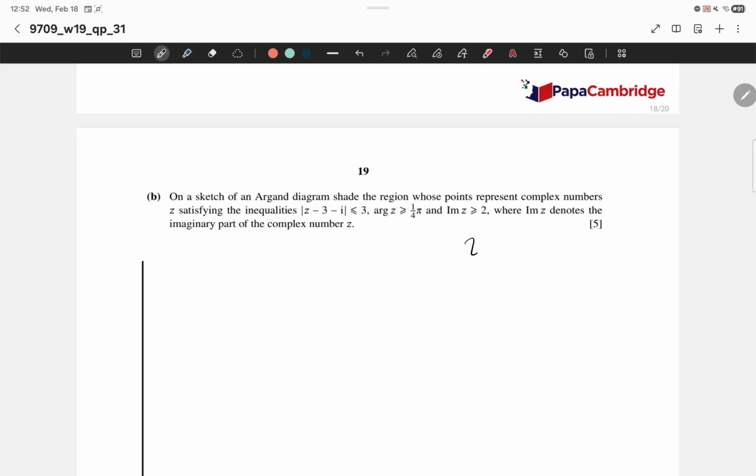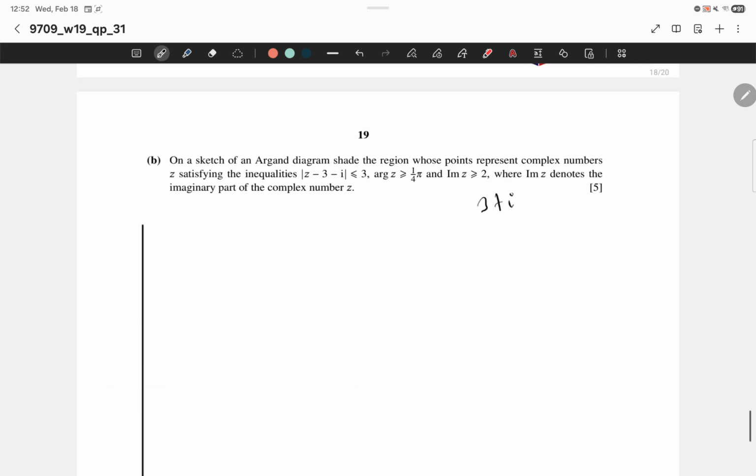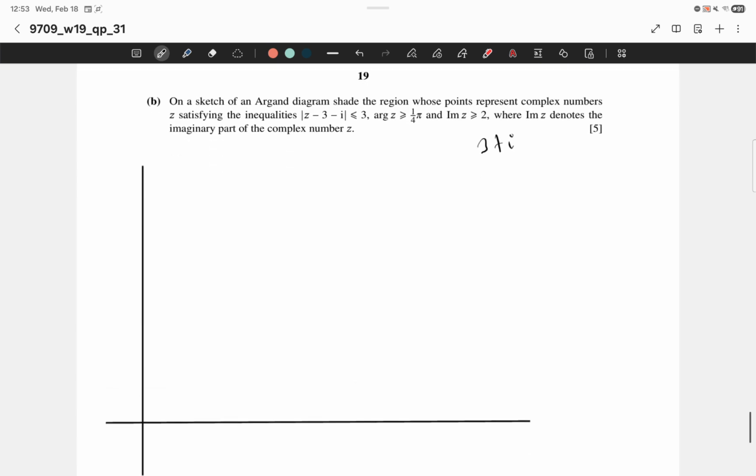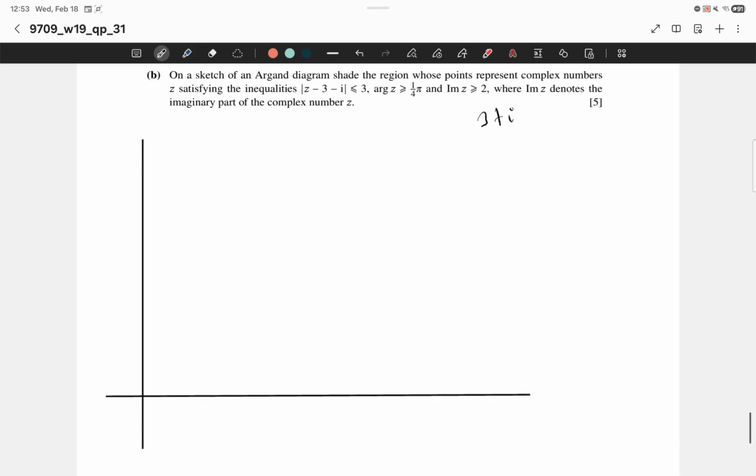Wait, so yeah, |z minus 3 minus i|. It was something like this. I don't remember what it was. So yeah, the coordinates are actually 3 plus i. So yeah, it's less than or equal to 3. So yeah, it won't be a dotted circle. So we need a 3 and 1.